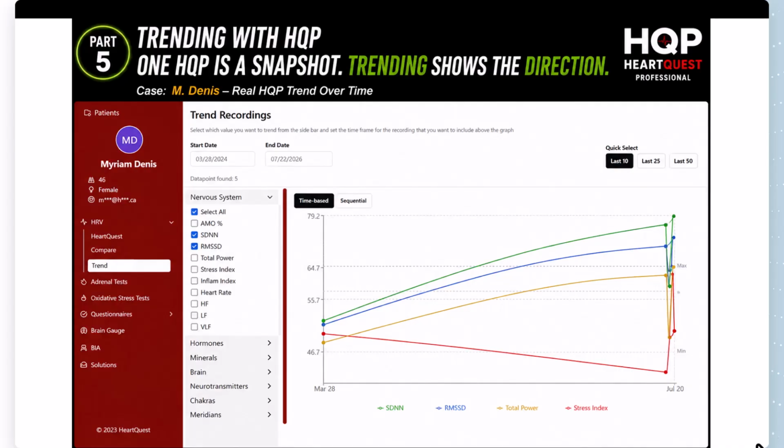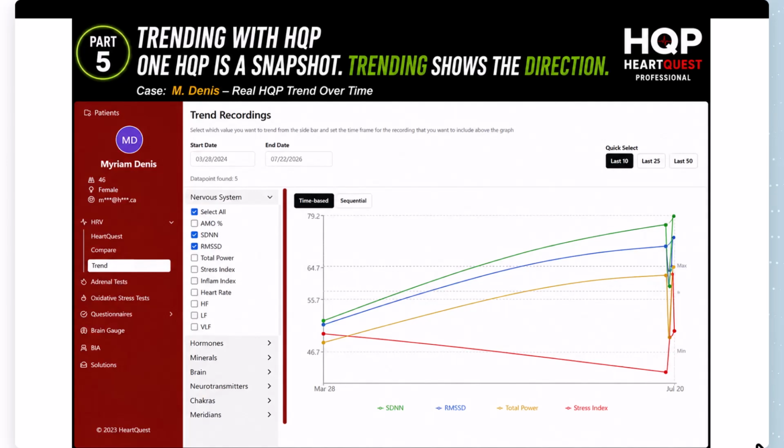Usually it's probably going to be the first visit you actually saw your patient, right? And then you have the end date. And if you're doing a lot of tests, you have their quick select, their last 10 visits, last 25 visits, last 50 visits. So that's on the right there. And usually you're going to go down and you could trend on the nervous system, on the hormones, on the minerals. But I usually just work within the nervous system.